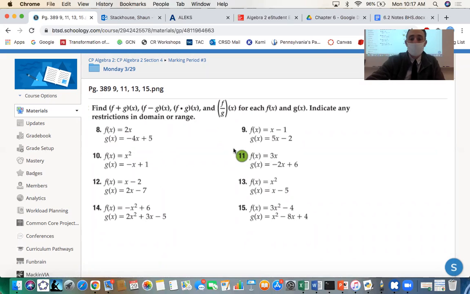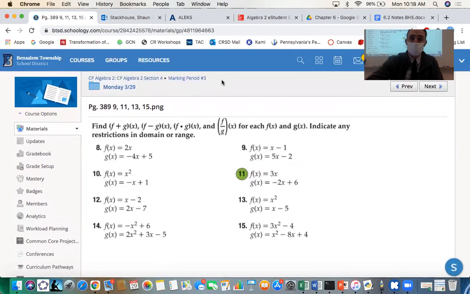You see that 9 and 11 are very similar to the ones that you just did. Not a whole lot of complexity there. 13 and 15 get a little bit more complex with trinomials and higher powers as well. So just be aware of what you have to do in that situation. Okay. Any questions for me about the assignment?